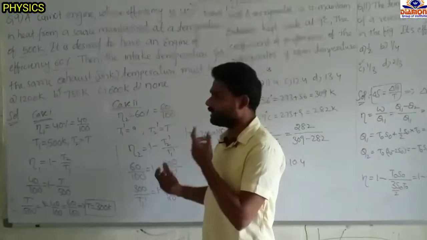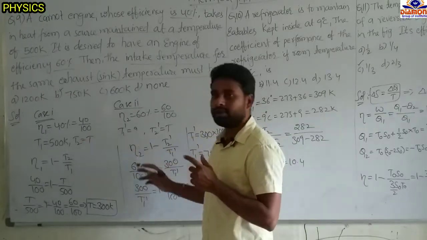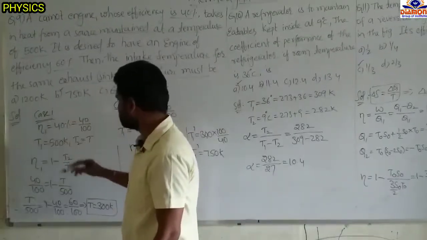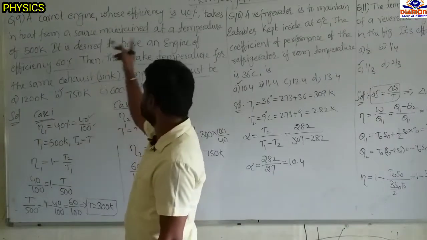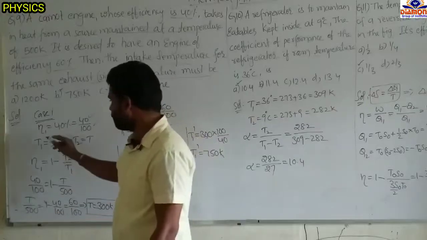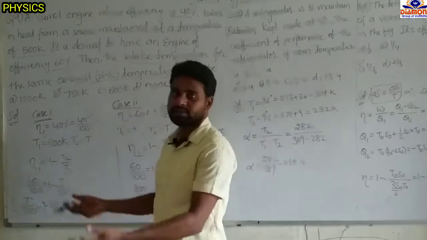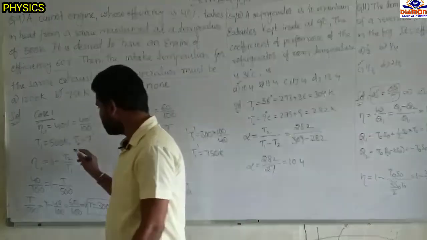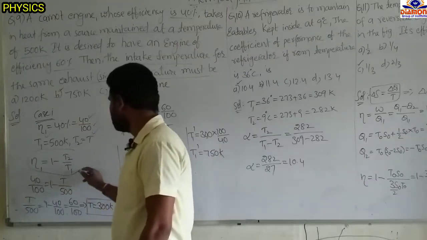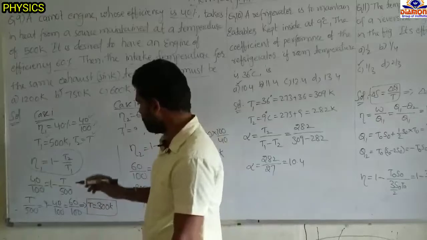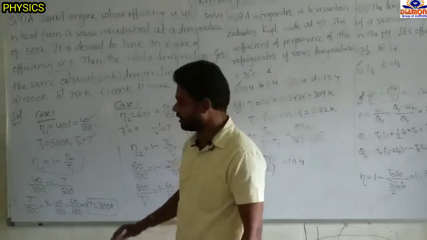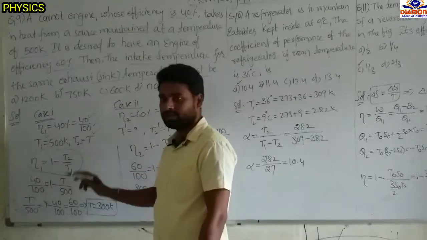Okay, but intake temperature is different here. Why? Because efficiency is different. In the first case, efficiency is 40%, so 40 by 100. The source is at a temperature of 500 Kelvin, and the exhaust sink temperature I am assuming as T. We know the efficiency formula for the heat engine: eta equals 1 minus sink temperature by source temperature. Remember, okay?